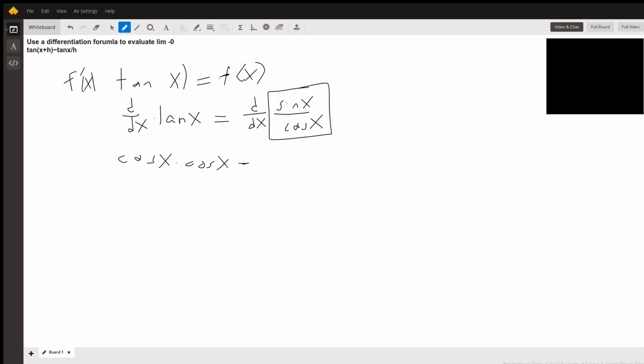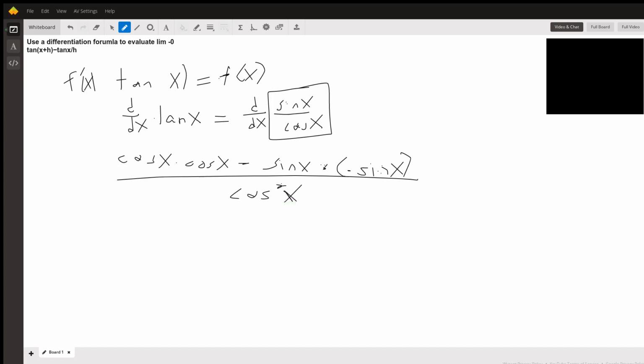Minus sine x times negative sine x. Sorry, it's supposed to be negative sine x, over cosine squared x.